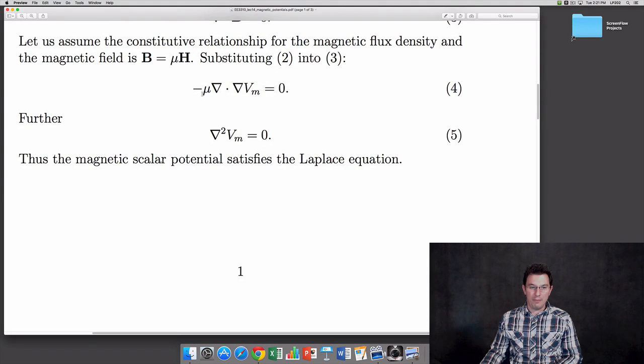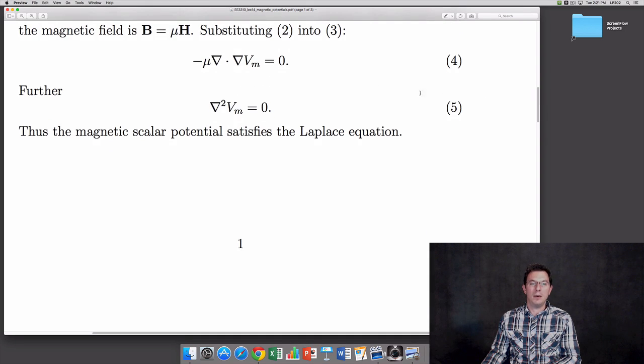Minus the permeability times the divergence of the gradient of the scalar potential is equal to 0. There's an identity you can use, which is that the divergence of the gradient is the Laplacian. Dividing through by the scalars, we arrive at the Laplace equation. Interestingly, at least where you have a linear isotropic material, the magnetic scalar potential also satisfies a Laplace equation, just like the electric scalar potential, voltage, did in the electrostatic case.